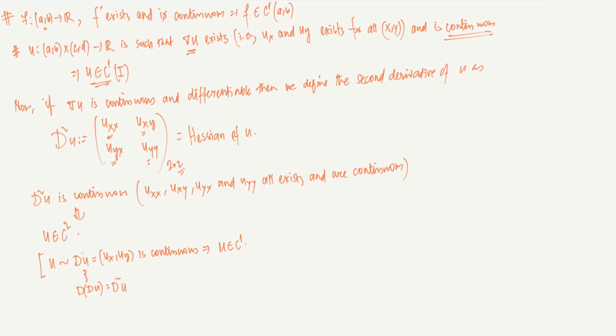I am writing d of u, you can also write it as gradient of u. Similar thing, it's just a notation. So, d of du is d2 of u. This is called the Hessian of u, which we have just defined earlier.